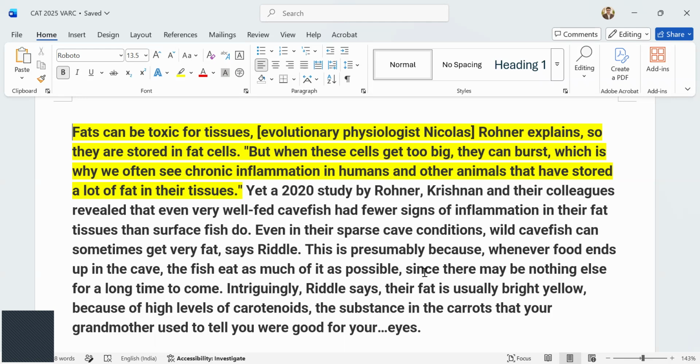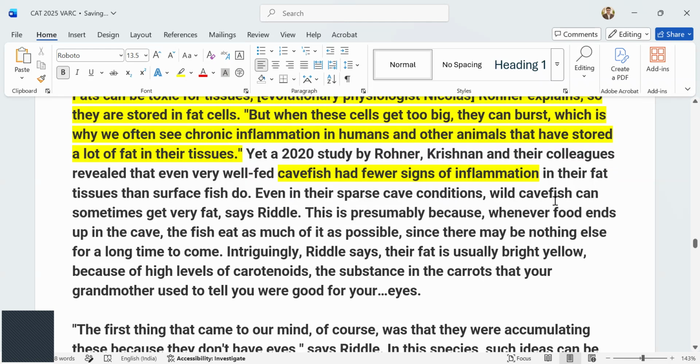Yet, a 2020 study by Rohner, Krishnan, and their colleagues revealed that very well-fed cavefish had fewer signs of inflammation. But cavefish का ऐसा नहीं है, right? Fat होने के बावजूद they will not have any signs of inflammation. So inflammation नहीं होगा in their fat tissues than surface fishes do.